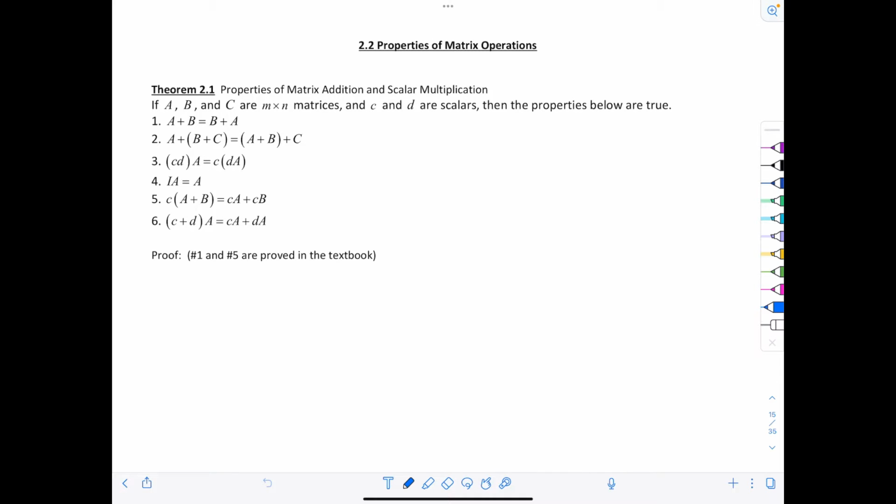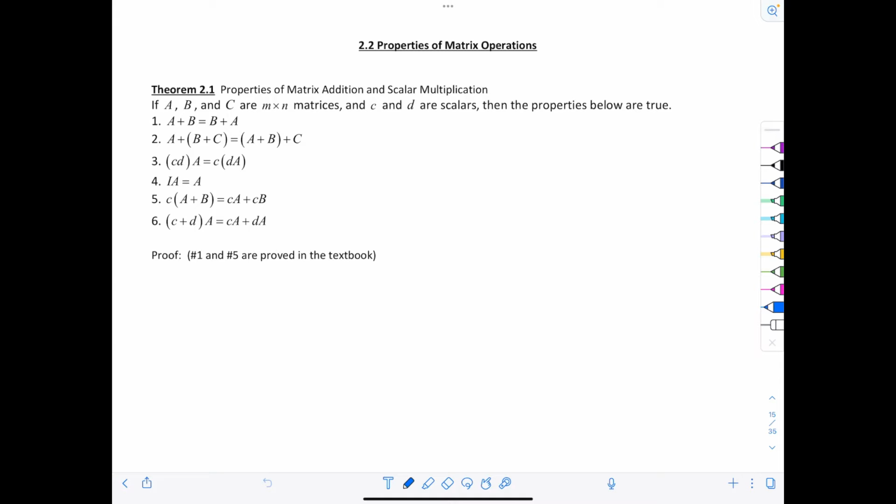This is the video lecture for section 2.2, properties of matrix operations for linear algebra. In this video, we're mostly going to be working through proofs. So if that's something that you struggle with, then you'll probably really benefit from this video. First, we're going to kick things off with a theorem, Theorem 2.1, properties of matrix addition and scalar multiplication.